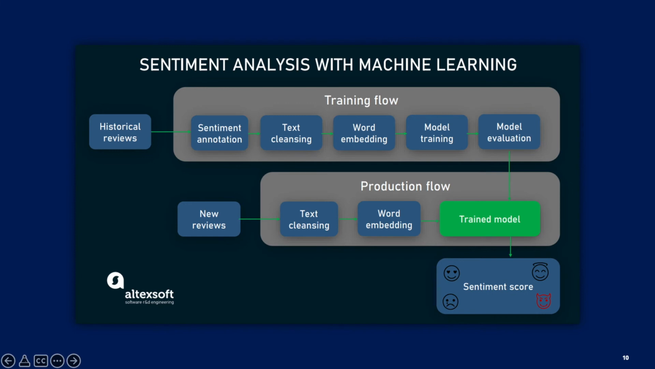To check how accurate our model is, we further use the production flow, where we put in a new text, again text cleansing occurs, word embedding occurs, the trained model works on it and gives us a sentiment score. Higher the sentiment score is, better is the model and more accurate it is.